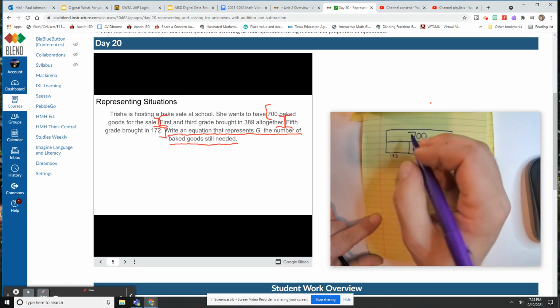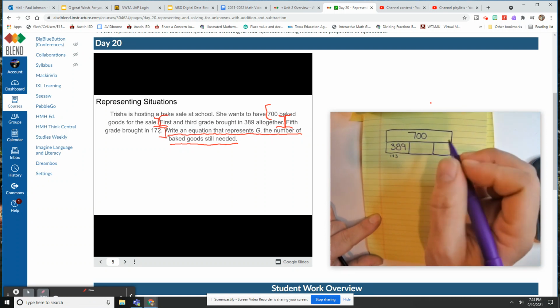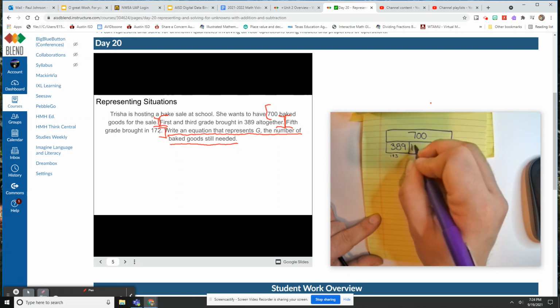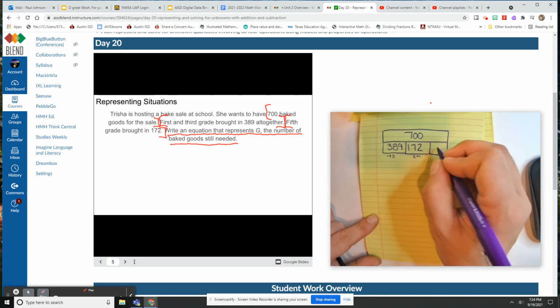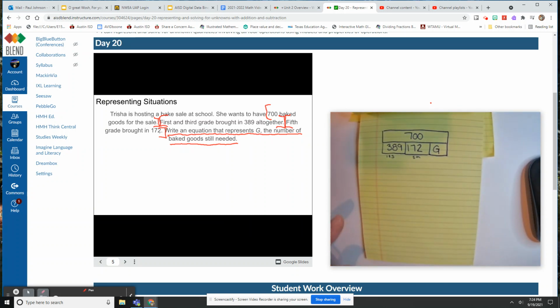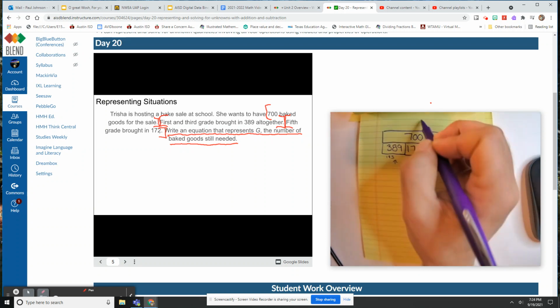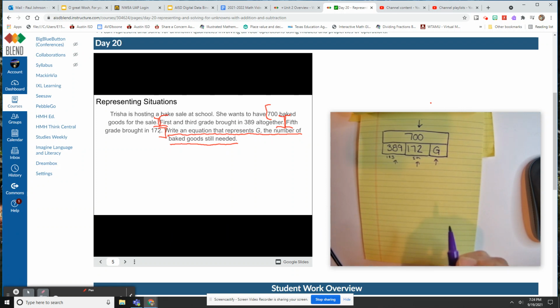All right, and then the first and third grade brought in, I'm just trying to label this, 389 pieces of baked goods. And then the fifth grade brought in 172 pieces of baked goods. And then we need to figure out what G is, the amount still needed. So with this strip diagram, we've now organized all of our important pieces of information. We have the amount that the first and third graders brought, the amount that the fifth graders brought, the total amount that she needs, and then the amount that still needs to be brought in order to do this.